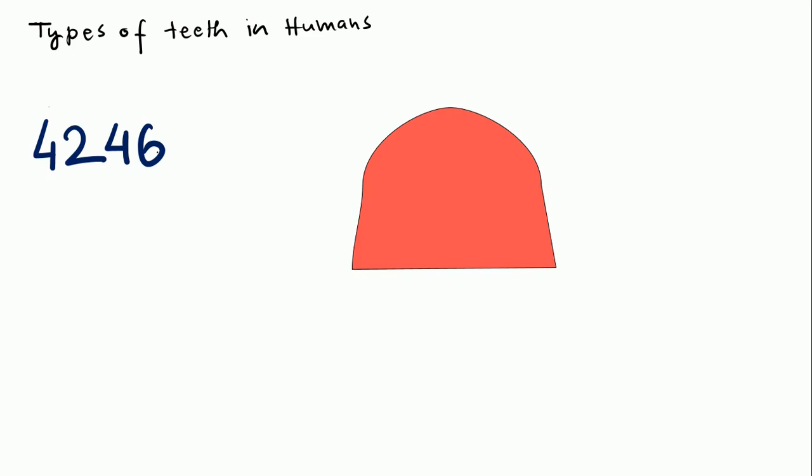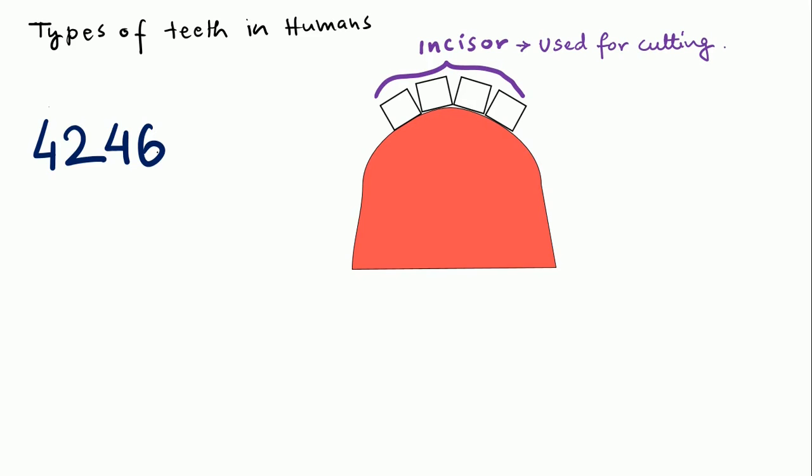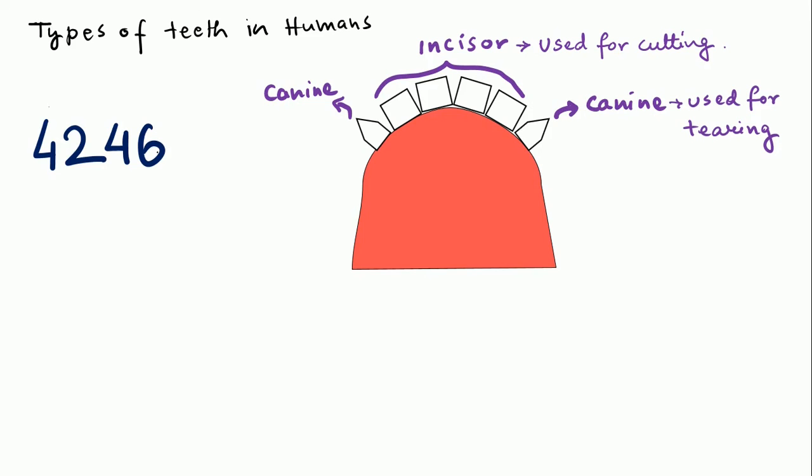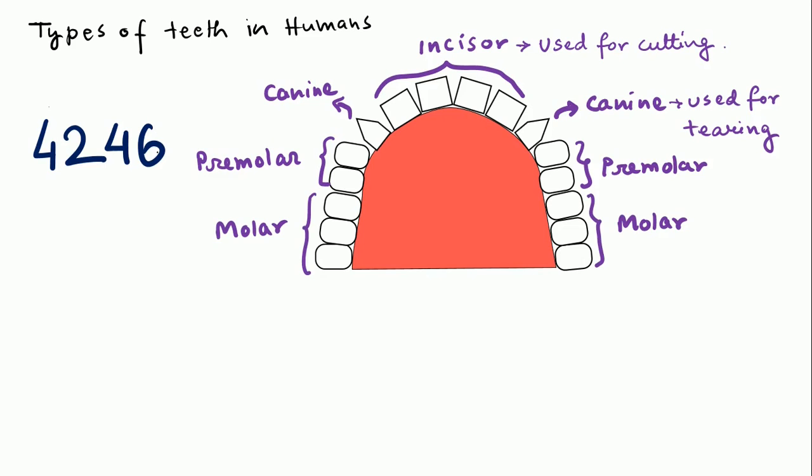Now it consists of 4 incisors. These are called incisors, and they are responsible for cutting the food. Next come 2 canines, and these are responsible for tearing the food. Then come 4 premolars, 2 on either side. And then come 6 molars, which are present 3 on either side. These premolars and molars have the same function, that is crushing and grinding.